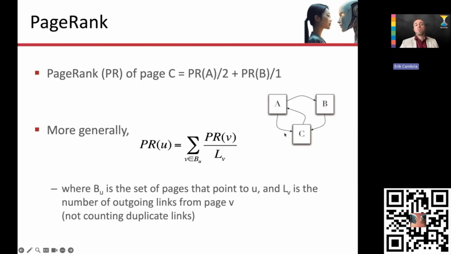So for example, here the PageRank of page C is the probability of ending up on page A divided by 2, because once you're in page A, you can go either to page B or C. So once I'm in page A, I have a 50% probability to go into page C, plus the probability of B divided by 1, because I only have one outlink that goes exactly into C.